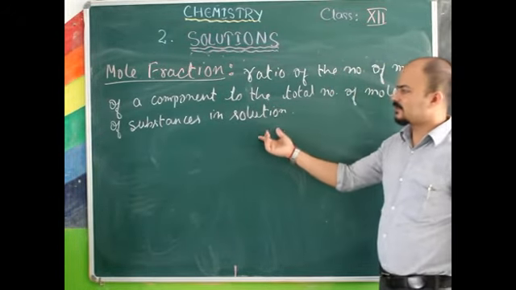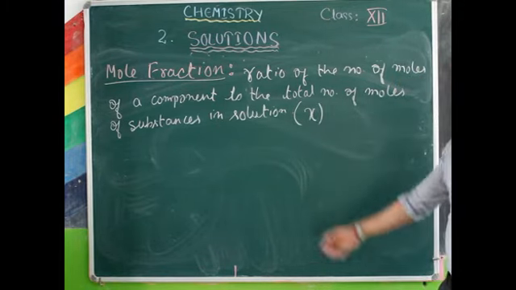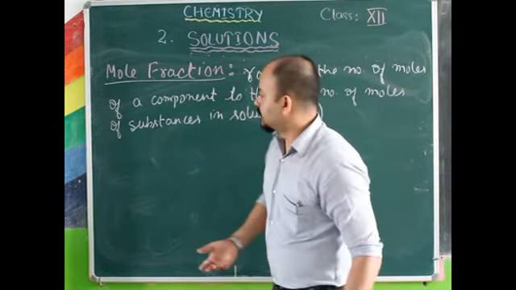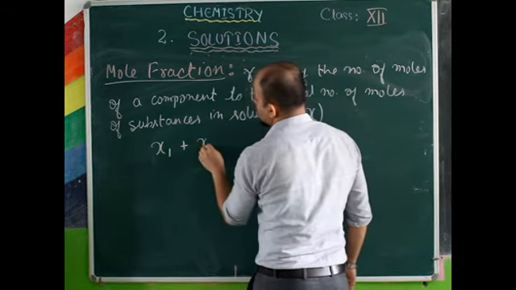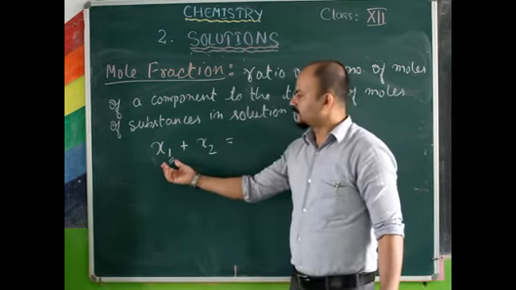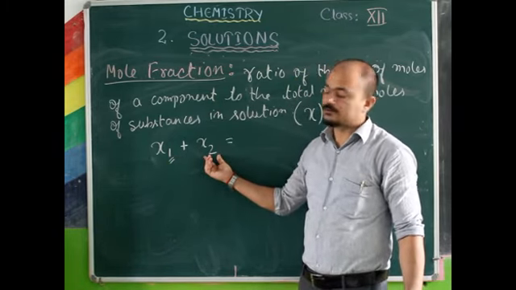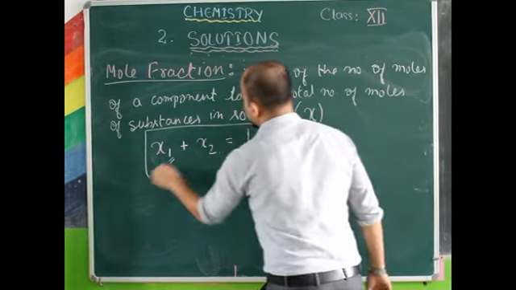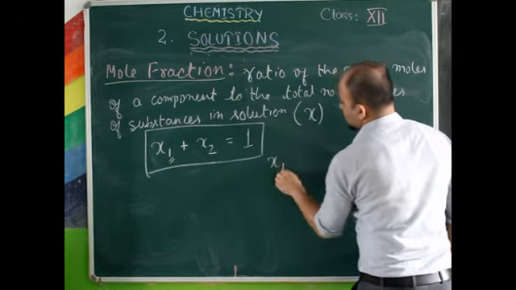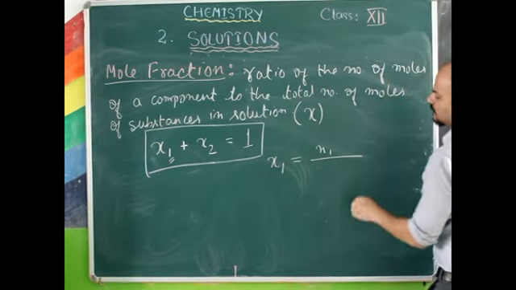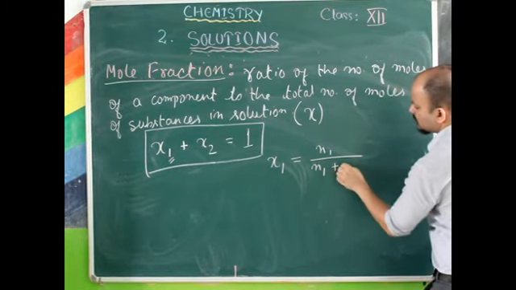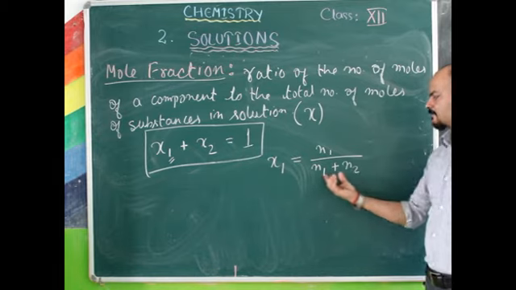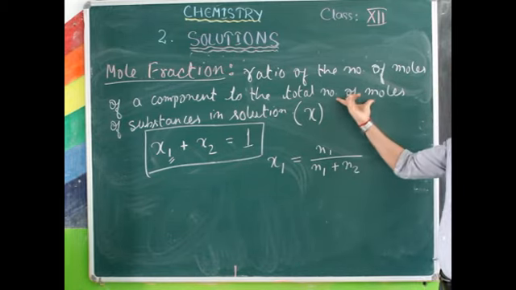It is expressed with the symbol X. Now, in a solution you have both solute and solvent. Suppose 1 is for solvent and 2 is for solute. Then the total of the mole fractions will always be equal to 1. The mole fraction for the solvent can be calculated, suppose there are 2 components, as n1 divided by n1 plus n2, that is the total number of moles of the substances.